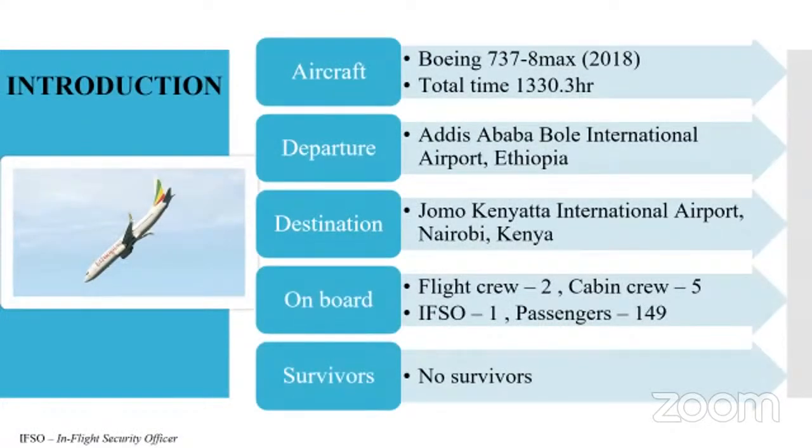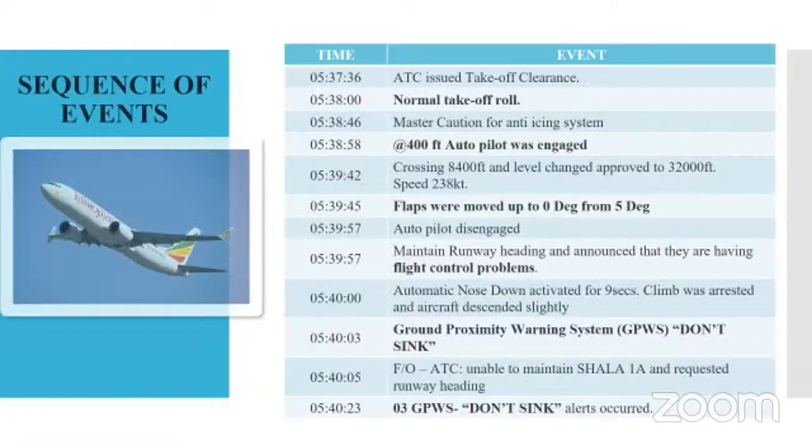The Ethiopian Airlines flight was an international flight scheduled on 10th March 2019 from Ethiopia to Kenya. It crashed shortly, 6 minutes after takeoff. There were no survivors among the 157 occupants. Next slide, please. Here is the sequence of events that happened.